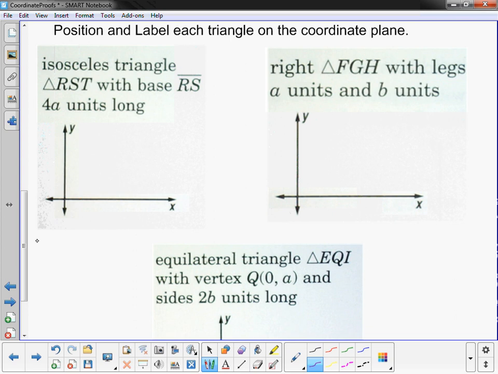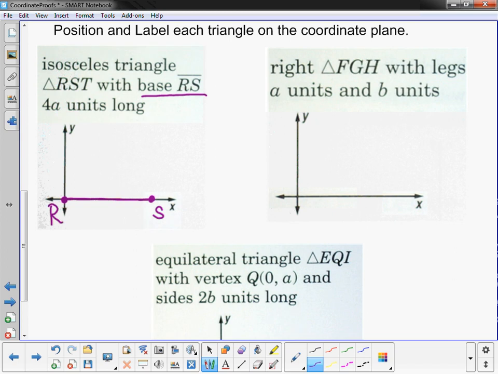So, an isosceles triangle RST with a base 4a units long. I have to create an isosceles triangle, and we're going to call it RST. It says that the base is RS. That tells me in this case that the bottom of my triangle is going to be RS. So I'm going to put R right here at the origin, and I'm going to go across and say this point over here is S. Now I have that whole thing listed out.